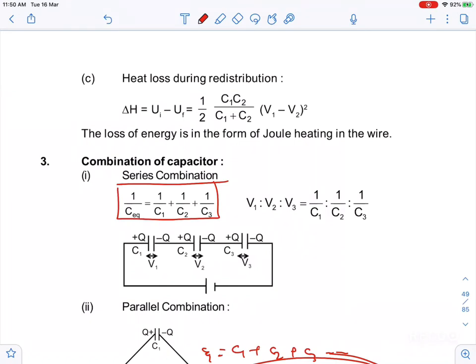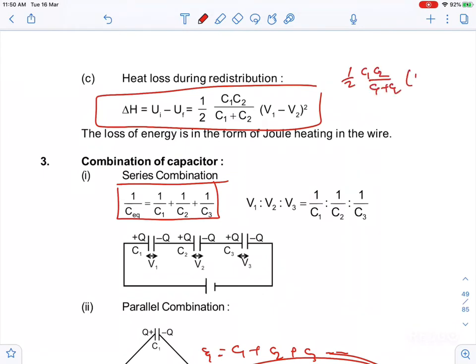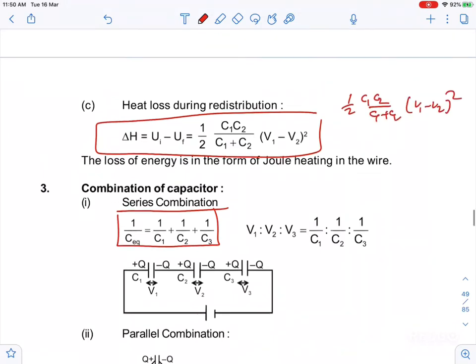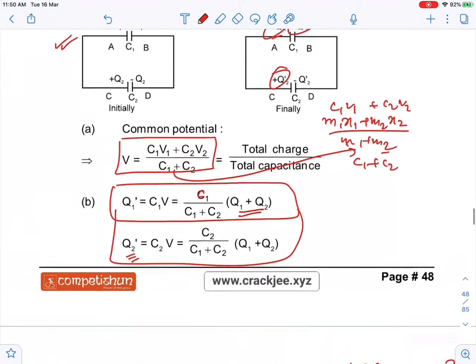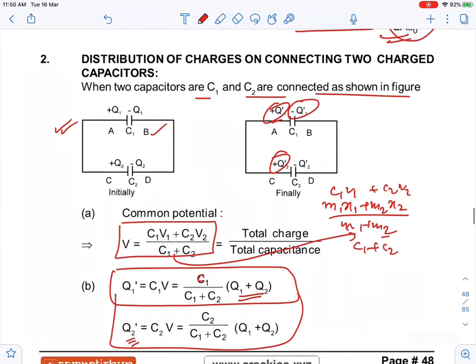Now guys, one thing you have to keep in mind: what is the heat loss when this direct formula question is asked? It is half C1 C2 divided by C1 plus C2, times V1 minus V2 whole square.